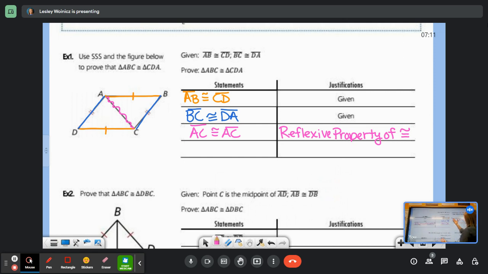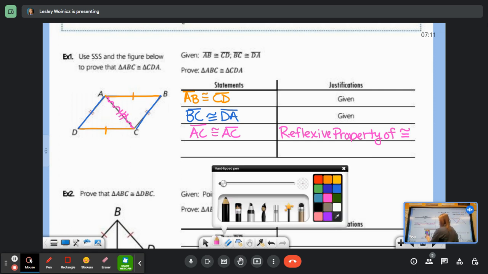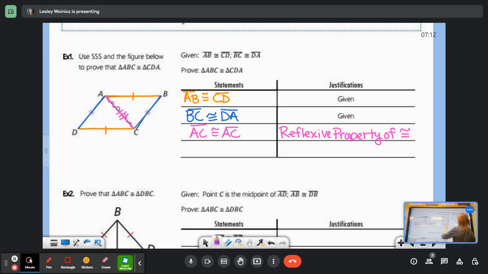Okay, and now we have our three sides congruent to each other. Let me mark that. I can use the side, side, side congruence postulate. So I know that my triangle ABC is congruent to triangle CDA. Make sure that you get the order right because the order tells you which vertices are corresponding by the side. I'm going to put it in the middle. Side, side, side congruence postulate. Yes. That was so much easier. Yay. We love side, side, side.